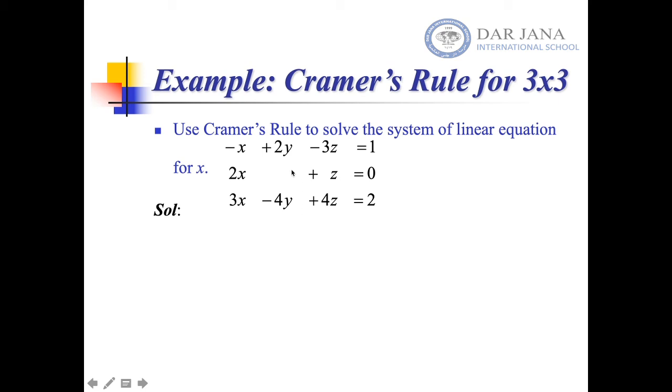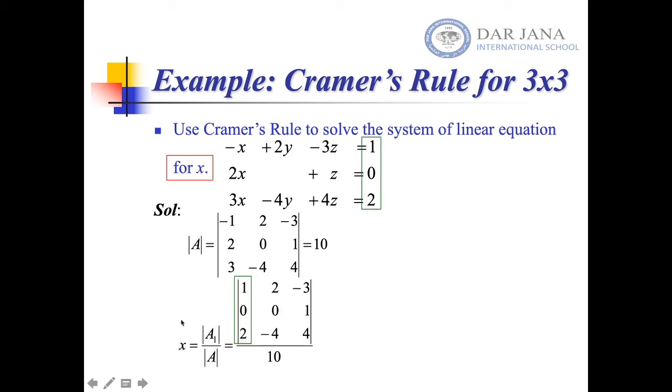First of all, we need to find the coefficient matrix. It's going to be negative 1, 2, negative 3, 2, 0, 1, 3, negative 4, and 4. What about the constant matrix? The constant column is 1, 0, 2. We find its determinant, which will be 10.